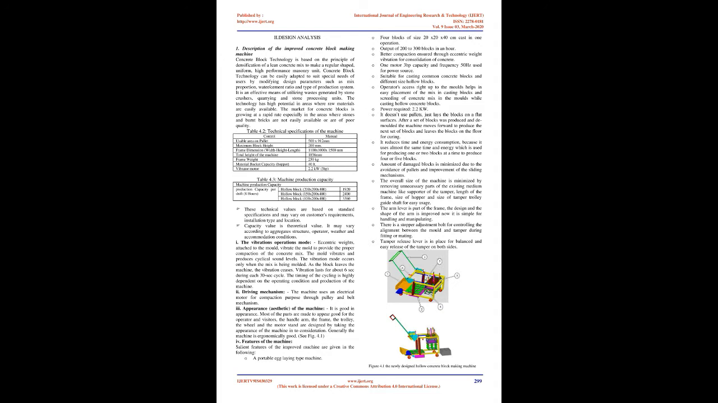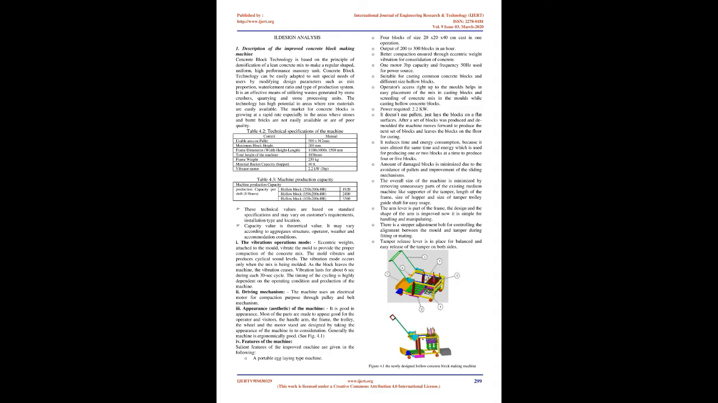2. Driving mechanism. The machine uses an electrical motor for compaction purpose through a pulley and belt mechanism. 3. Appearance, aesthetic, of the machine. It is good in appearance. Most of the parts are made to appear good for the operator and visitors. The handle arm, the frame, the trolley, the wheel, and the motor stand are designed by taking the appearance of the machine into consideration. Generally, the machine is ergonomically good. See Fig 4.1.